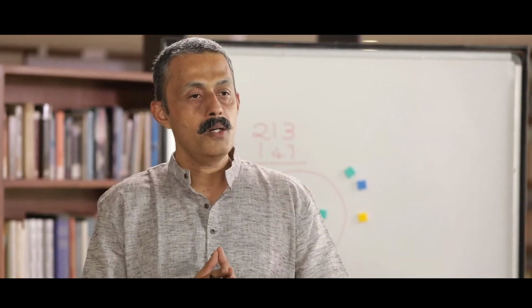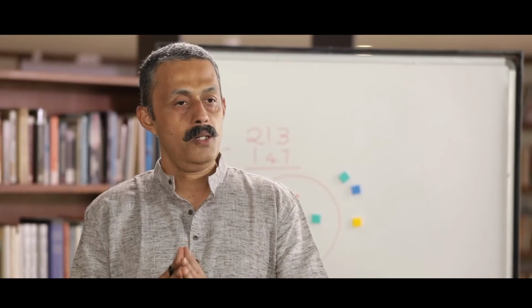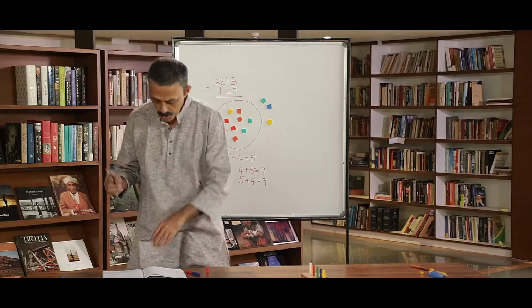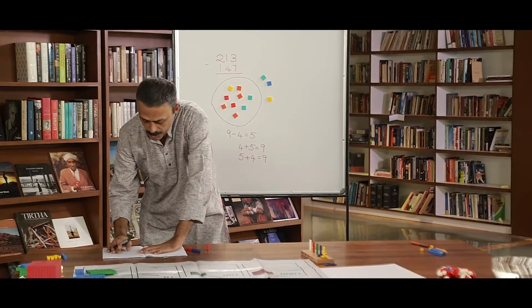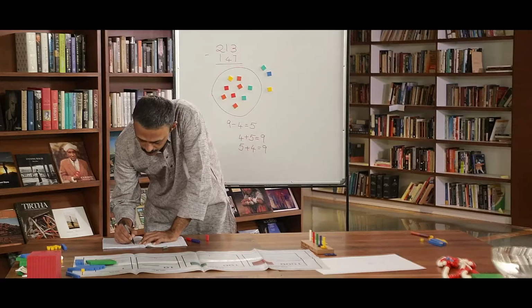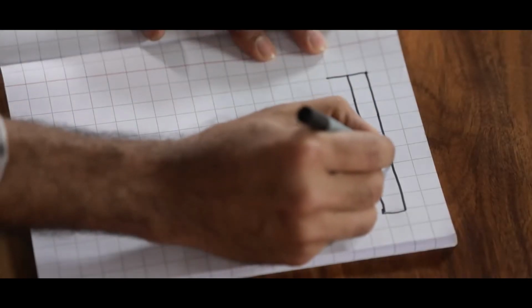213 and 147, these two numbers. Subtracting 147 from 213. Let us see how to do it in the representational stage. First, let us take a square line book. Let us represent 213.